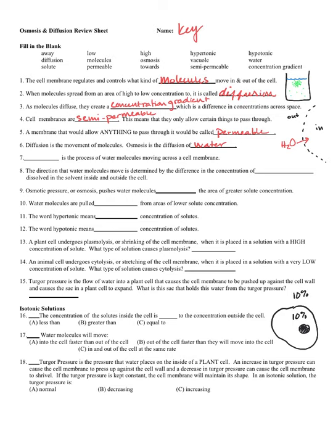Number 7 says osmosis is the process of water molecules moving across the membrane. So diffusion occurs without a membrane. Osmosis occurs when water moves through a membrane.